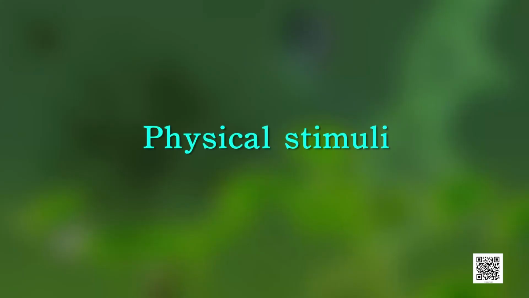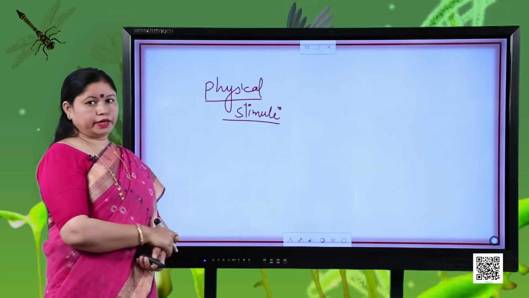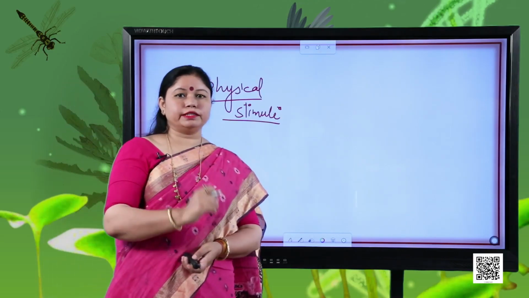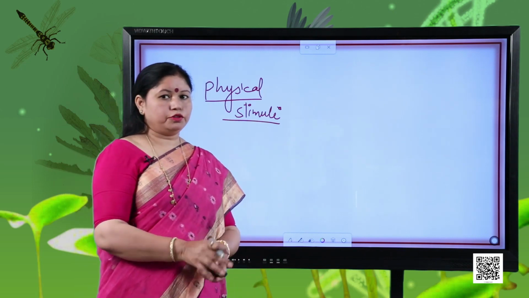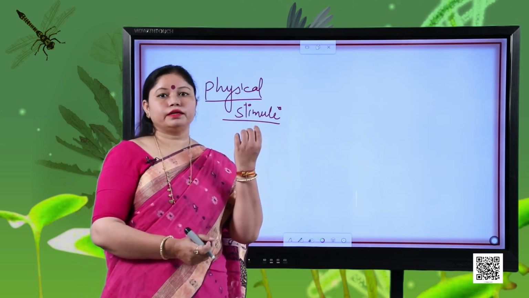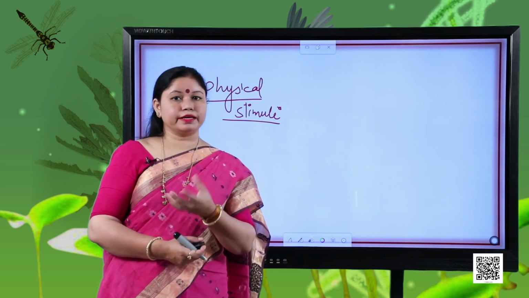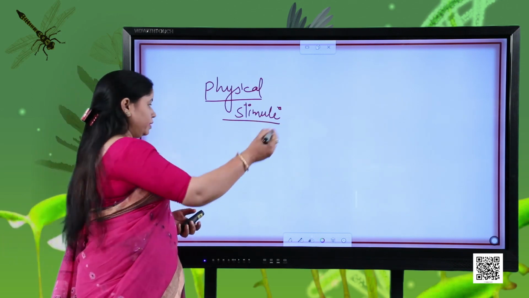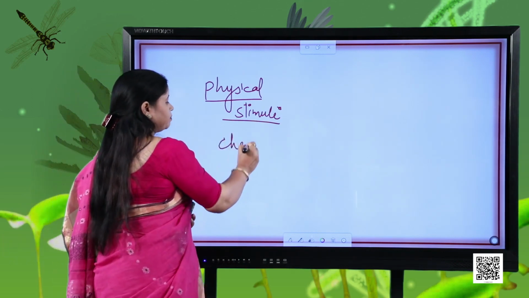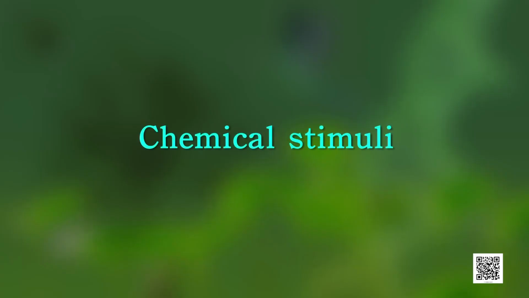Let us understand what these are. Physical stimuli. Suppose one of your friends pricks a needle into your finger, what will you do? How will you respond? You will remove your hand from there. This is the way your body has responded towards the physical stimuli. Let's take an example of chemical stimuli.